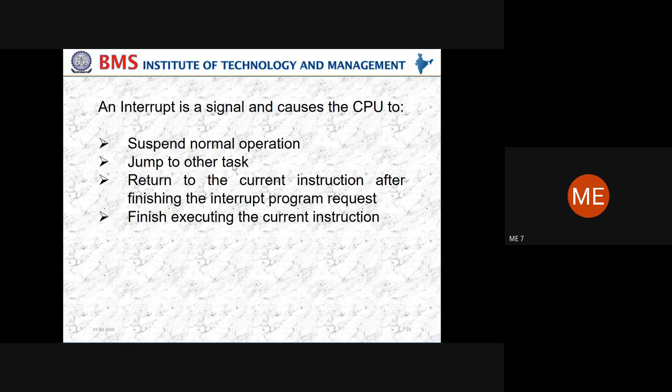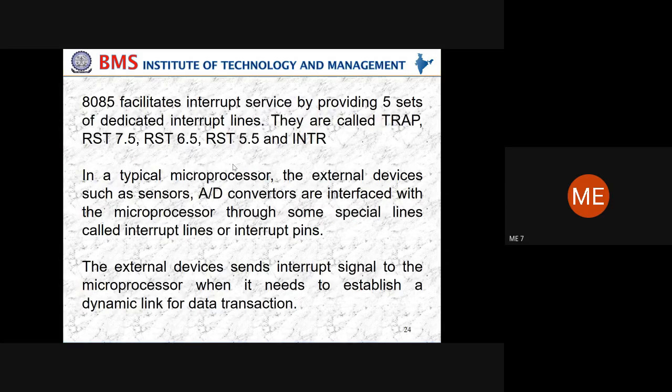Now the next question is, what are all the interrupts which I need to attend? Is it mandatory that the microprocessor attends to every interrupt immediately? Definitely not. The 8085 microprocessor facilitates interrupt service by providing 5 dedicated interrupt lines, so 5 lines are present. Through those 5 lines the interrupt request might come: TRAP, RST 7.5, RST 6.5, RST 5.5, and INTR. Through these pins the signal is going to come.